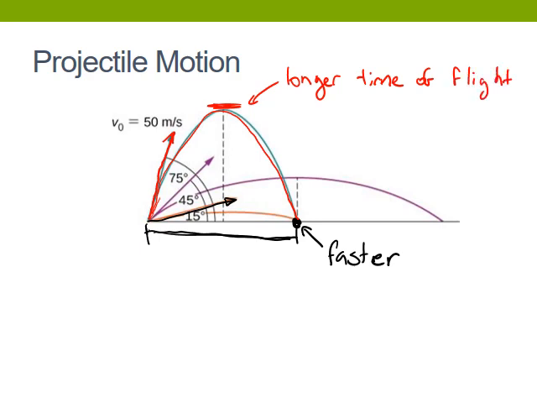So if I want something to hang in the air, if I want a long hang time, I want to throw it high. If I want to get it there fast, I want to throw it low. Even though both of them may end up hitting the same point. If I threw a ball at 75 degrees and I threw a ball at 15 degrees, and I threw those balls at the same time, you would expect the 15-degree one to get there first.